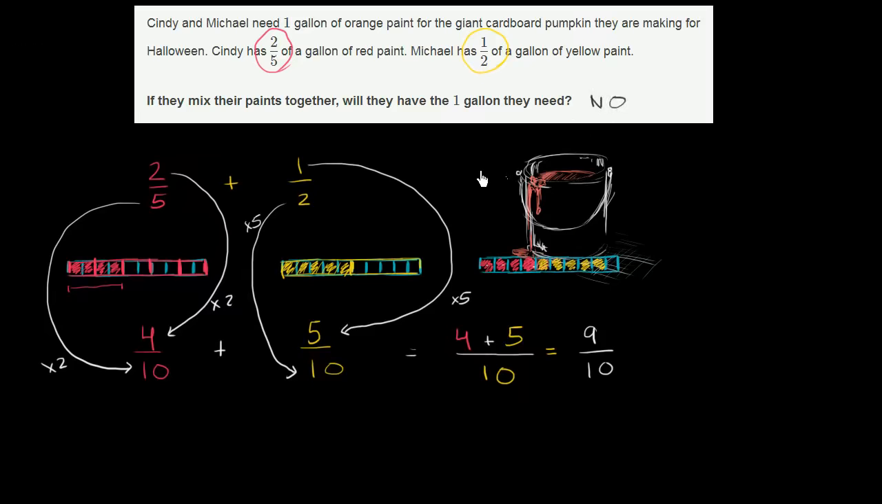Now another way you could have thought about this, you could have said, hey look, 2/5 is less than a half. And you could even visualize that right over here. So I have something less than a half plus a half. I'm not going to get a whole. So either way you could think about it, but this way at least we can think it through by actually adding the fractions.